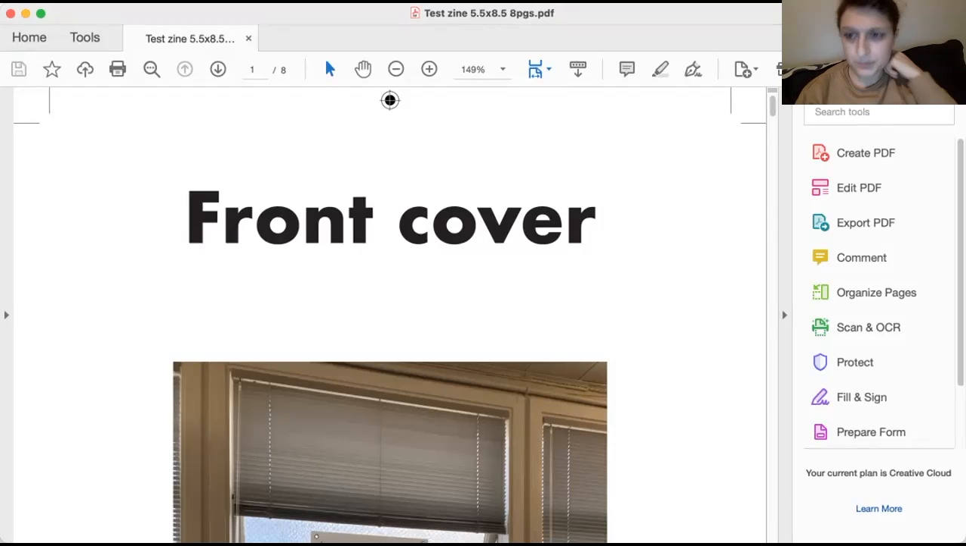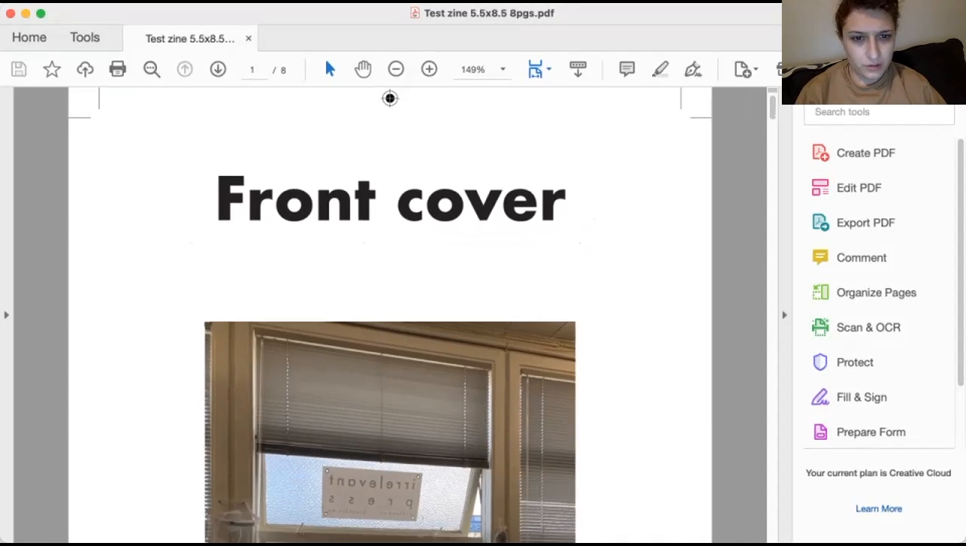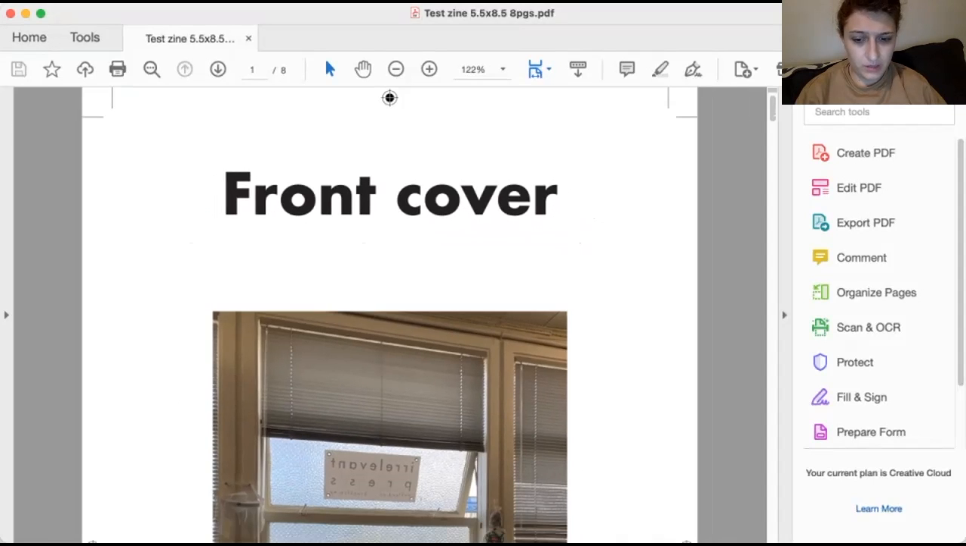Okay, my laptop died, and here we are. I'm gonna finish up quickly, since that took longer than I thought it would. Right now, we are going to take a look at the PDF that we just exported.